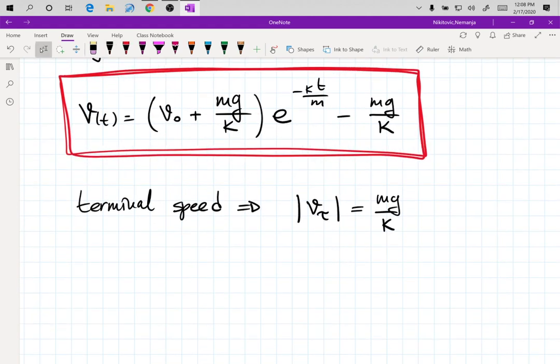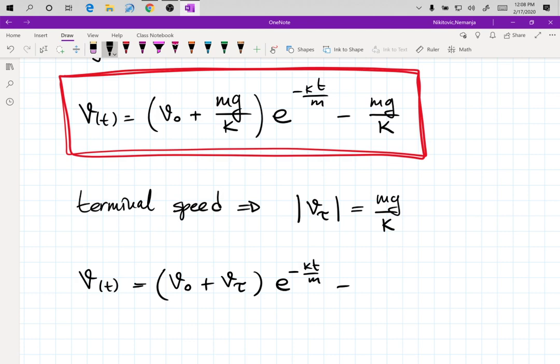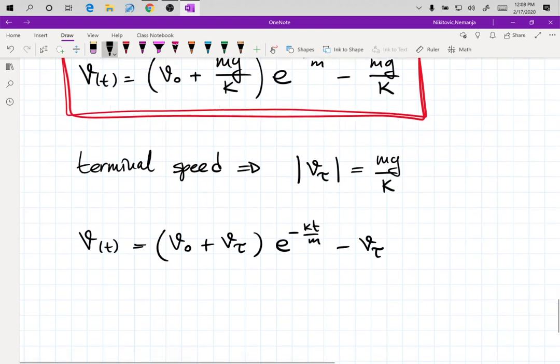And our equation for the falling object: you drop something out of an airplane, maybe yourself, with a parachute, hopefully. The velocity going down is going to be initial velocity plus terminal velocity times e to the negative kt over m, minus the terminal velocity. That would be it.